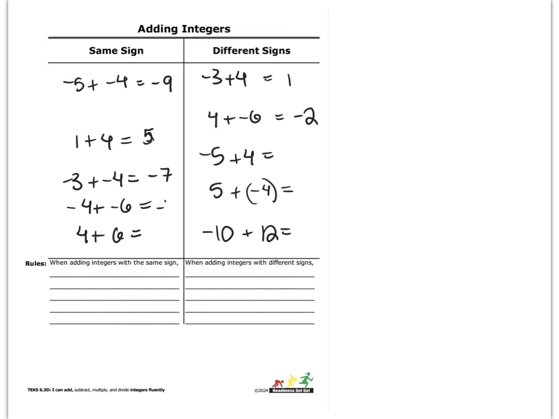-4 plus -6 is -10. And 4 plus 6 would be +10. And this can be confusing. An easier way to slow down and think about these would be to actually draw a number line, right?